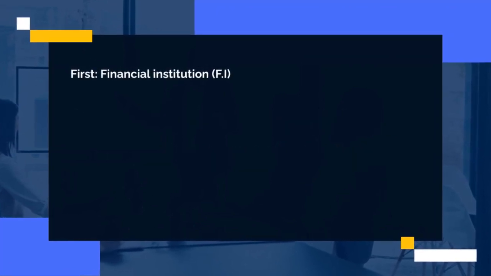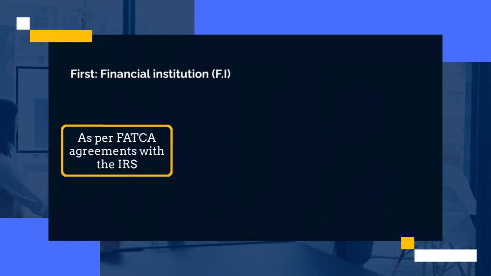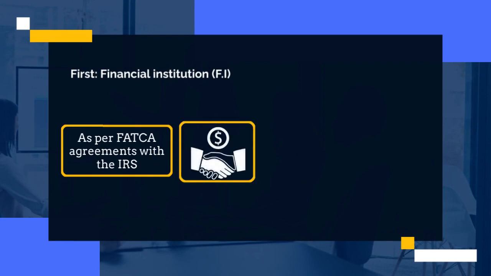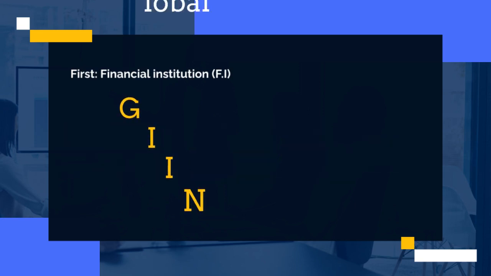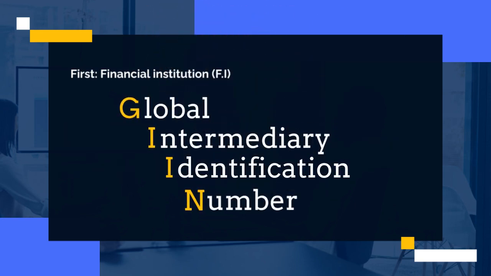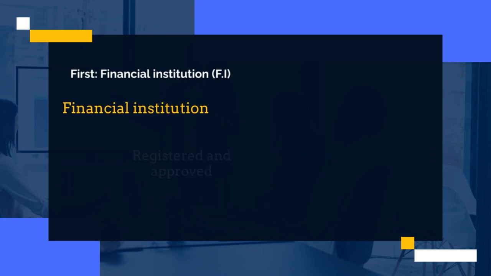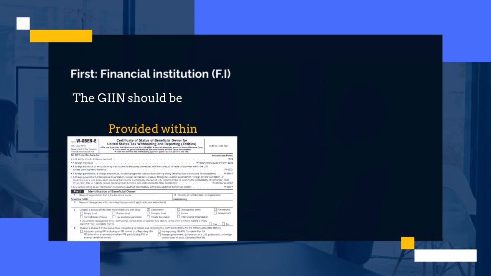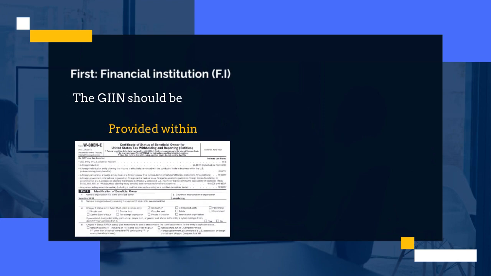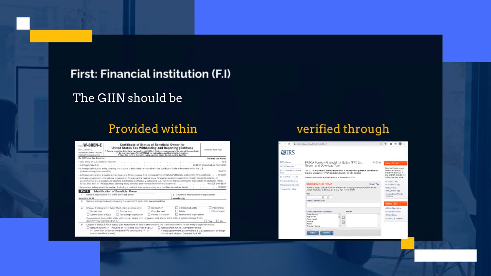First, financial institution, FI. As per FATCA agreements with the IRS, when you deal with an FI you should determine if the financial institution has what is called GIIN. GIIN is an abbreviation of Global Intermediary Identification Number. The financial institution gets it when it is registered and approved by the IRS. The GIIN should be provided within the W-8BEN-E form and verified through the IRS FFI list.